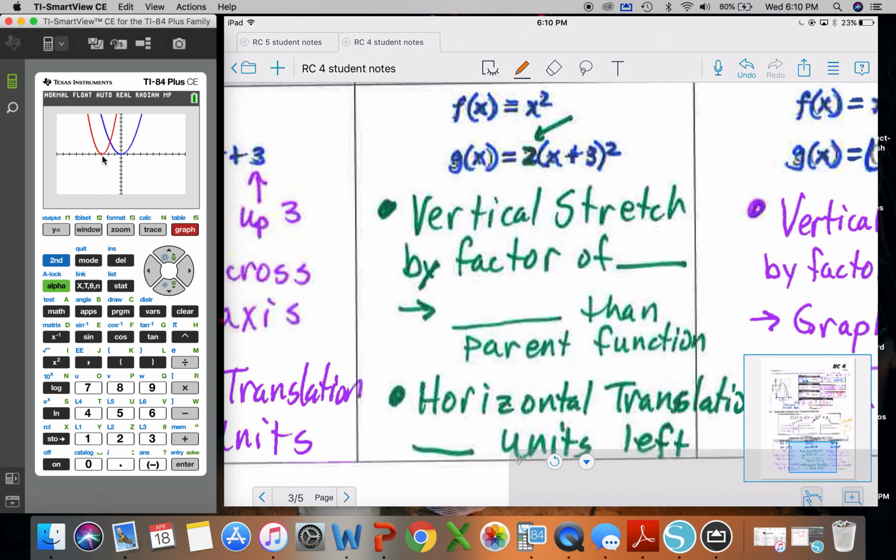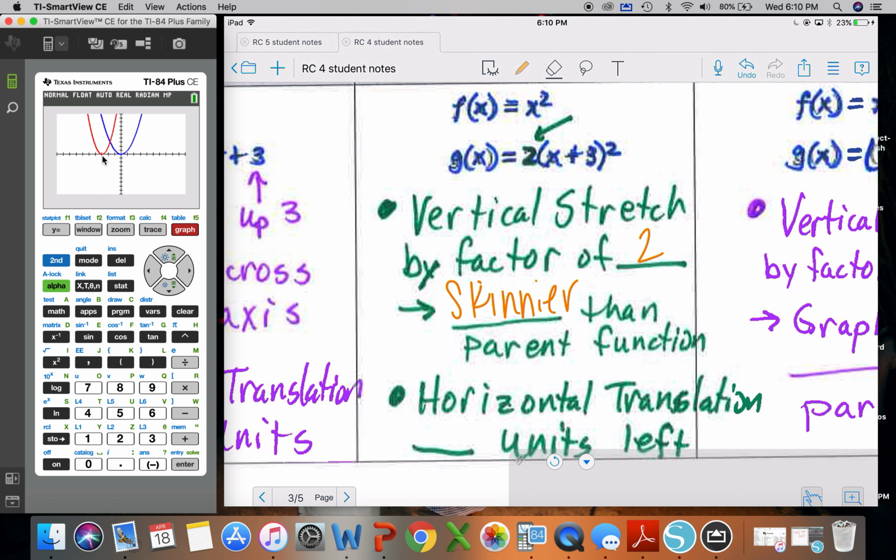So I can see that this stretched by a factor of 2, meaning it is skinnier than my parent function. I can see based on the picture that the red is a little bit thinner than the blue, and it shifted to the left 1, 2, 3 ticks. So there was a horizontal translation of 3 units to the left.